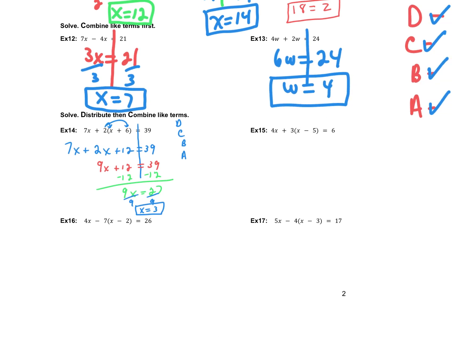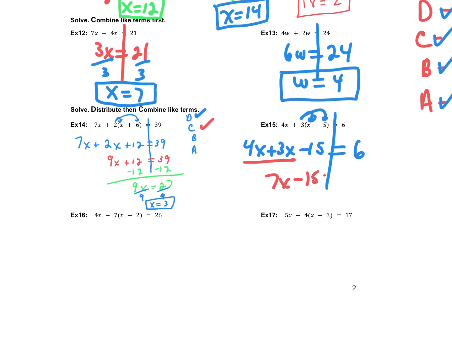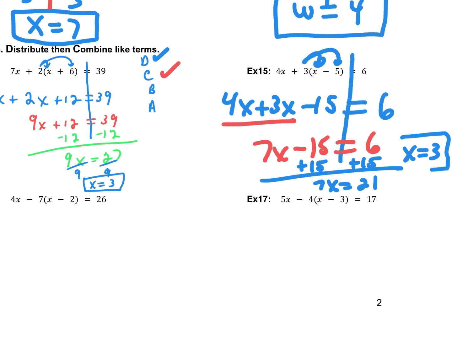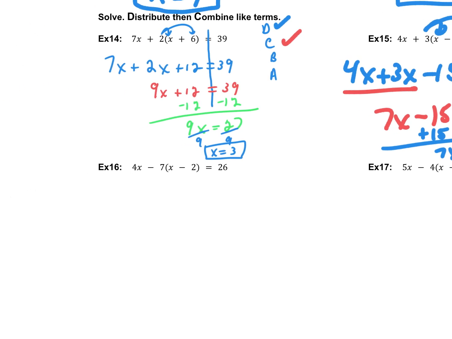Okay. Then same thing, distribute. So distribute the 3. So you're going to have 4x plus 3x minus 15 equals 6. You're going to combine like terms. 7x minus 15 equals 6. You're going to balance. Plus 15 each side. 7x equals 21. And you divide, and x is equal to 3.